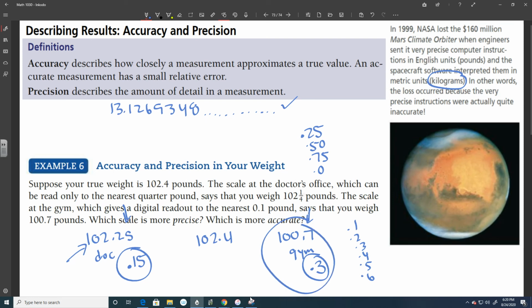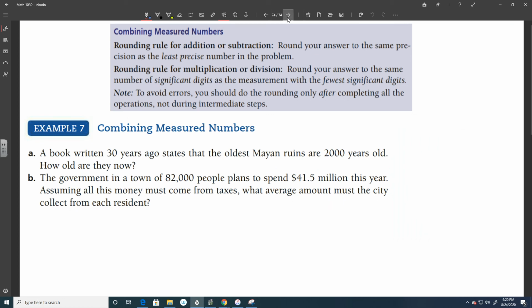I think that the gym, even though there's fewer digits, would be more precise because you wouldn't have to jump as far to get to the next answer. So I'm going to change my mind. I think the gym's more precise, but the doctor's office was definitely more accurate. I don't know how they were so far from what the actual weight is, but clearly they're both having some issues there. Okay, combining numbers.